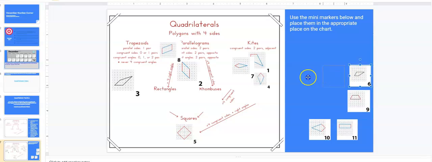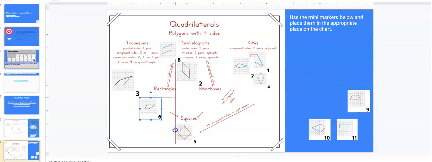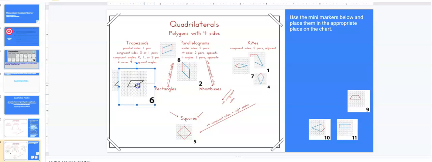And let's take a look at number 6. I don't see any congruent sides, so it can't be a parallelogram or a kite. But could it be a trapezoid? Let's check. Does it have one pair of parallel sides? This side and this side are parallel. So it has one pair. These sides are not. It doesn't have to have any congruent sides. It doesn't have to have any congruent angles. And it actually can never have 4 congruent angles. So this one is a trapezoid.